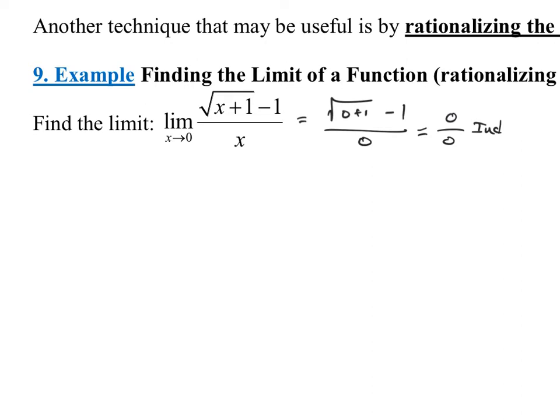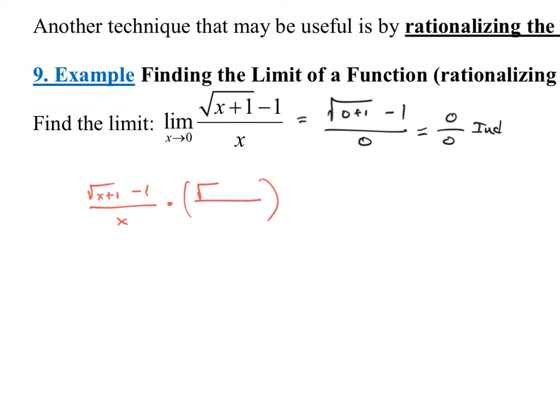So at this point, I need to investigate. Look at the graph, look at a table, or let's do some nice algebra tricks. What are the algebra tricks I'm talking about? Well, let's look at the original problem, the square root of x plus 1 minus 1, all over x. The idea here is I want to get rid of the radical in the numerator, and to do that, I'm going to multiply by the conjugate of the numerator.